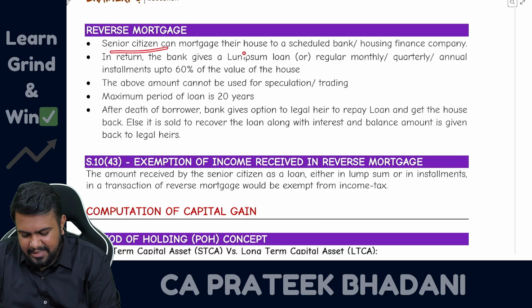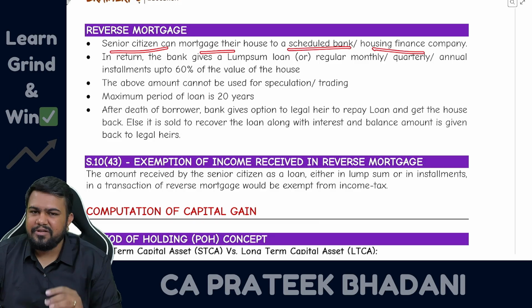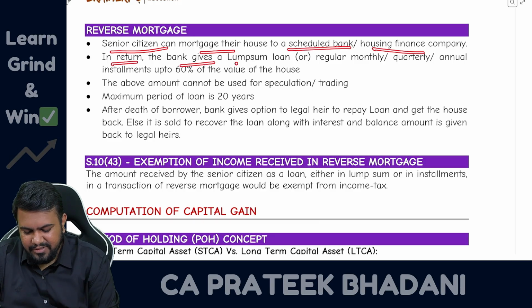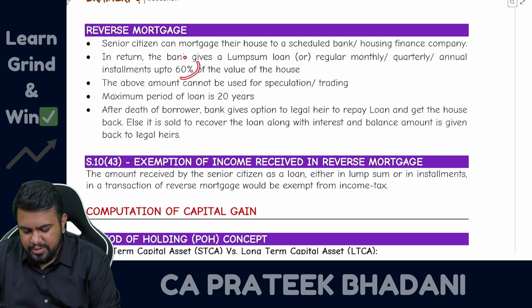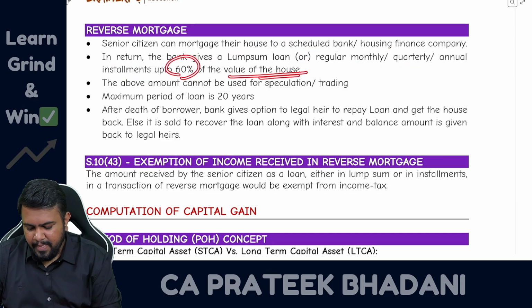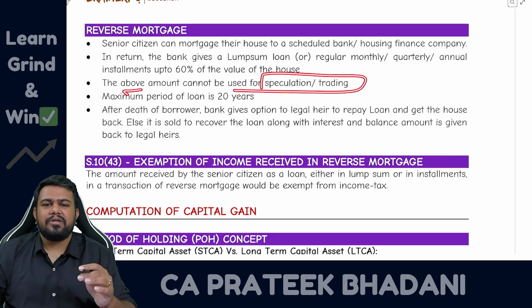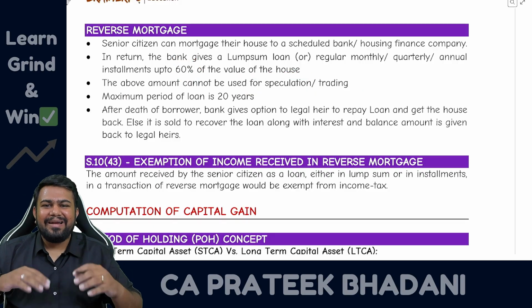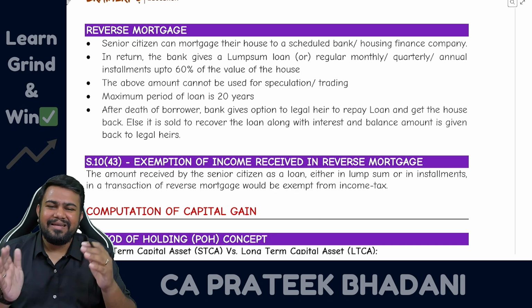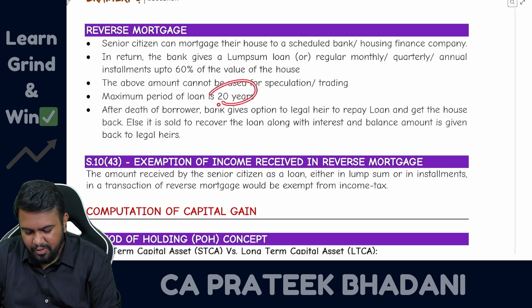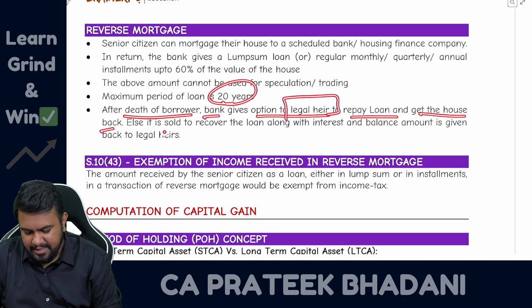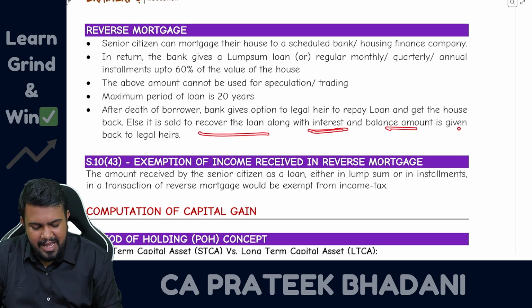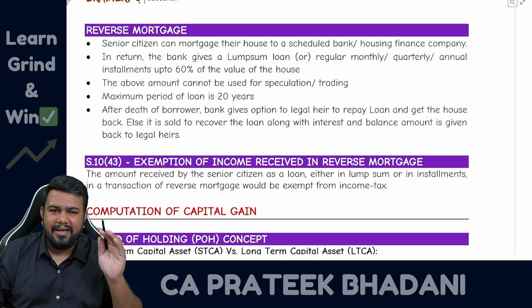So a senior citizen can mortgage their house to a scheduled bank or housing finance company. In return, the bank gives them a lump sum loan, or a regular monthly, quarterly or annual installment loan, up to 60% of the value of the house. The above amount cannot be used for speculation or trading. So Tata can't do gambling with this house. He can't do speculation, he can't do trading. Maximum loan is for 20 years. After death of the borrower, the bank gives the option to the legal heir to repay the loan and get the house back. Else, it is sold to recover the loan along with interest, and the balance amount is given back to the legal heirs.